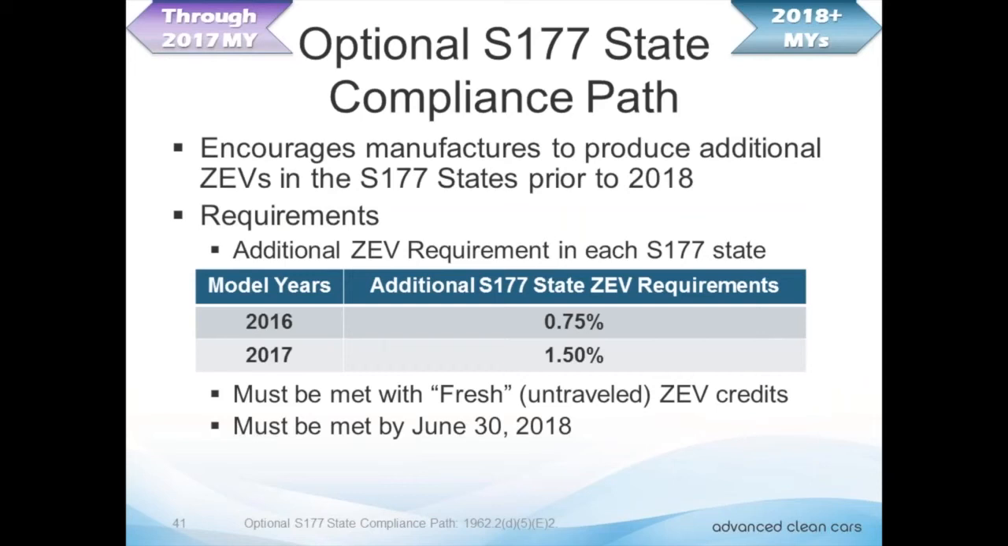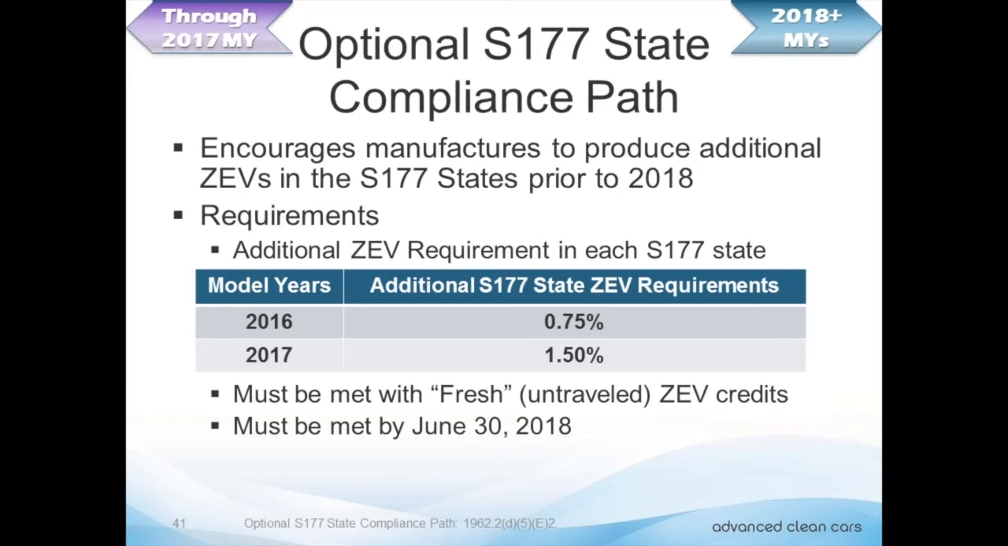As part of the 2012 ZEV rulemaking, the board also adopted the optional Section 177 state compliance path. This provision was designed to encourage manufacturers to place additional ZEVs in each of the Section 177 states prior to the start of the 2018 model year, and to allow pooled compliance across states.